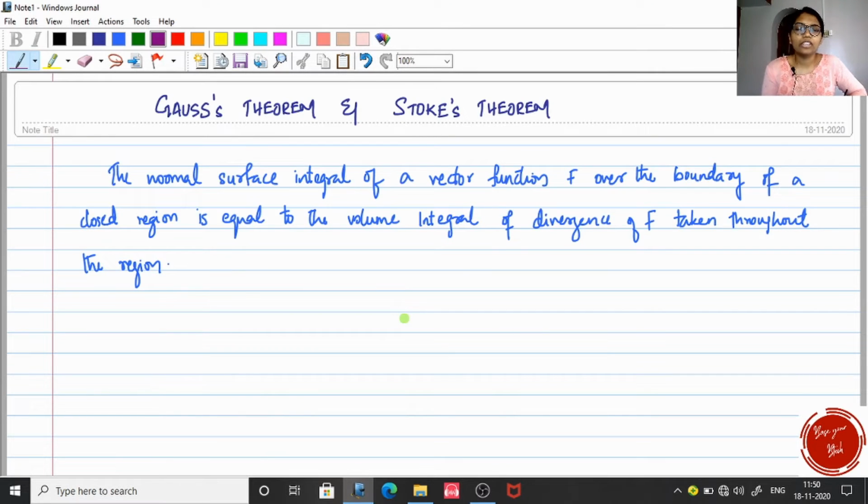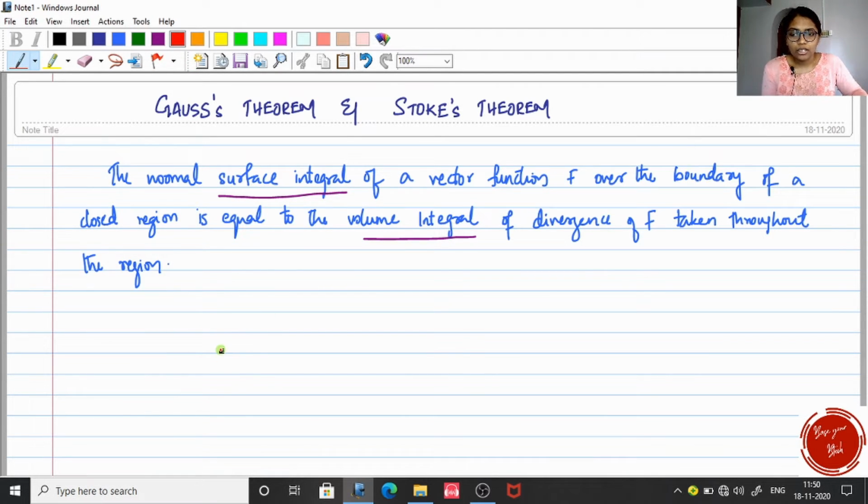So let's start with Gauss's theorem. The normal surface integral of a vector function f over the boundary of a closed region is equal to the volume integral of divergence of f taken throughout the region. As you read the statement, you come across two integrals, that is a surface integral and a volume integral. So Gauss's theorem mainly connects two integrals, surface integral and volume integral. Let me explain the statement with the help of a figure.